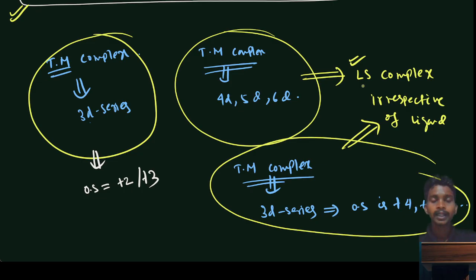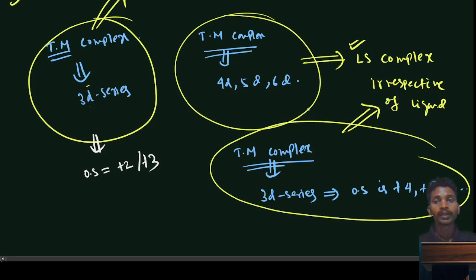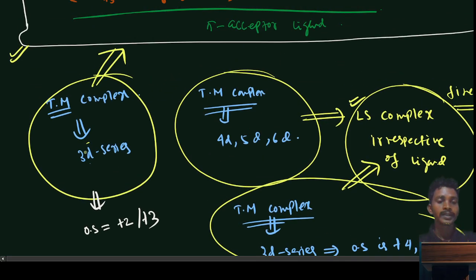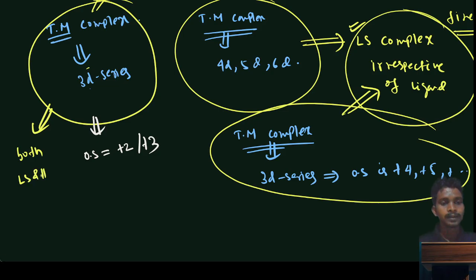And for transition metal complexes that are 3D but with an oxidation state greater than +3, that is +4, +5, +6, there are always low spin complexes. For these we will not look at the electrochemical series. The electrochemical series will be looked at only for this case. Here also we look, but it is fixed: low spin complexes. For this case, high spin or low spin are both possible, so we will look at the electrochemical series.